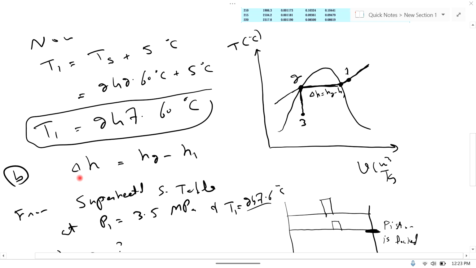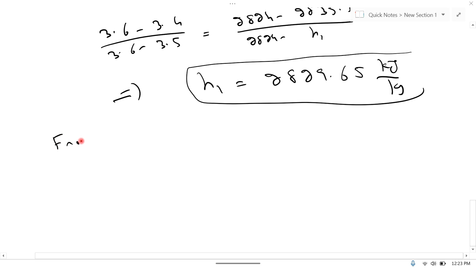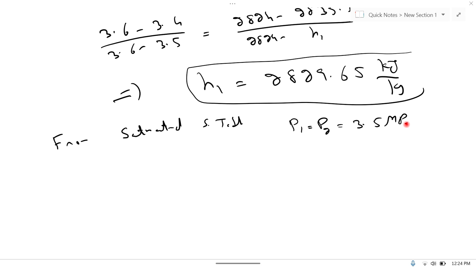H2 is at this point, where enthalpy H2 is equal to HF, from the saturated steam table at pressure P2. Pressure is constant, P1 is equal to P2 is equal to 3.5 megapascal, because the piston is compressed and heat is continuously removed. So in this condition pressure will be constant.